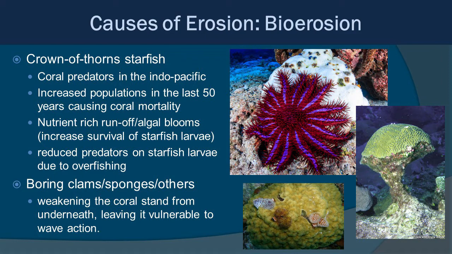Another option for bioerosion is boring clams, sponges, and other invertebrates. Essentially, these are things that start to weaken the coral stand from underneath, leaving it vulnerable to wave action. You can see in the picture on the right where you have a thin column and the coral's bigger on the top, sort of a flipped mushroom shape. Eventually, that's going to topple, right?